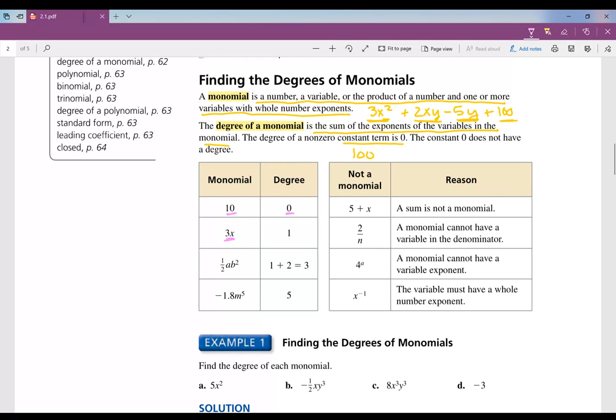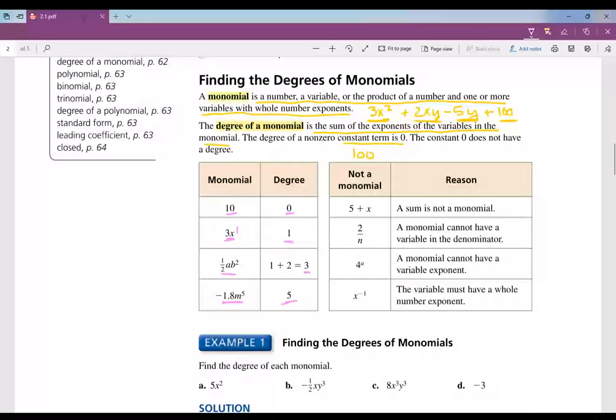For 3x, really that's x to the 1, right? So our degree would be 1 because we're adding up all of the exponents. Now if we're looking at this next one, 1/2 ab squared, we have a to the 1 times b squared, so we would do 1 plus 2, which would give us our degree of 3. Negative 1.8 m to the 5th, that degree would be 5.